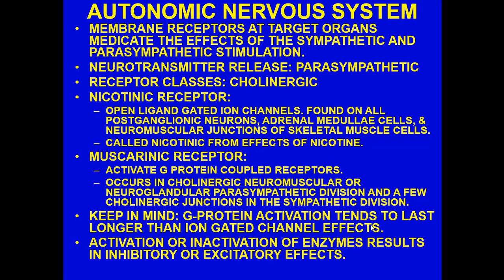Now, membrane receptors at target organs mediate the effects of the sympathetic and parasympathetic stimulation when it comes to cholinergic. Remember in here, we're dealing with the parasympathetic, and they only use acetylcholine for both pre-ganglionic and post-ganglionic. Now, there's something that you have to keep in mind. We have nicotinic receptors and muscarinic. Both of these were found by examining how two different types of poisons act.